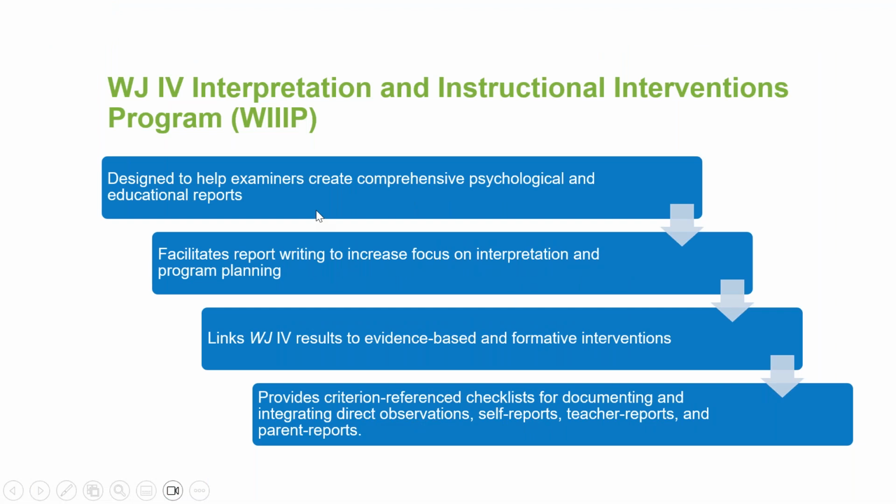So it's designed basically to help create comprehensive psychological and educational reports and facilitate the report writing. By outlining and linking students' assessment results with recommendations, it gives the evaluator more time to really focus on the interpretation and program planning, instead of having to go search for those recommendations that are going to be most appropriate for the student. It links the WJ results to evidence-based and formative interventions, and it also provides criterion reference checklists.